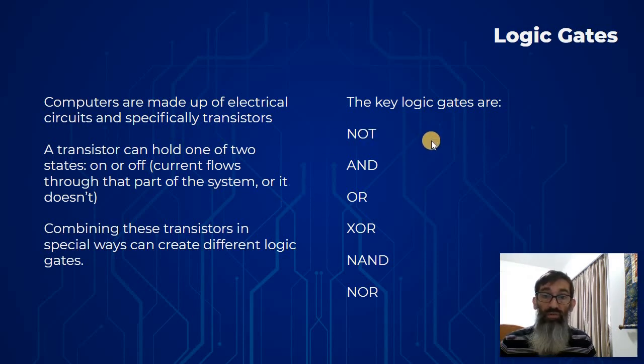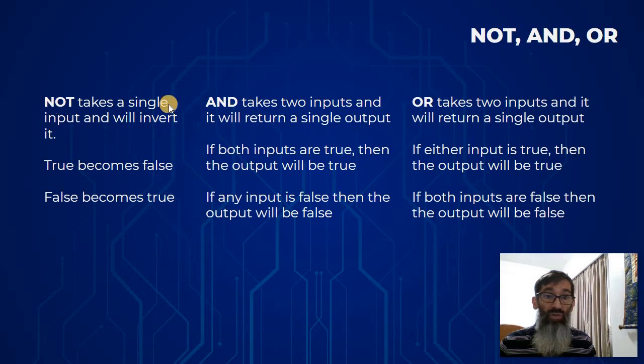So the first 3 which we'll look at, the NOT, the AND and the OR. The NOT takes a single input and flips it, inverts it. So true, if you like, becomes false, false becomes true. When we talk about logic gates, we'll refer to either true or false, 1, 0, on, off, the 2 states that we can possibly have.